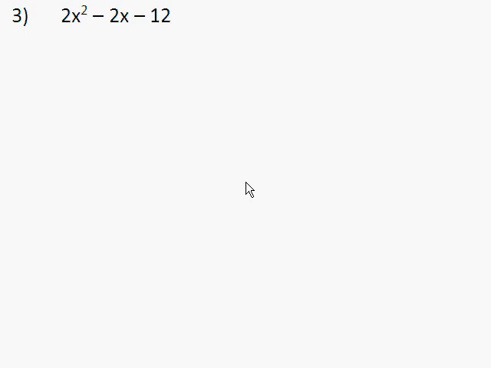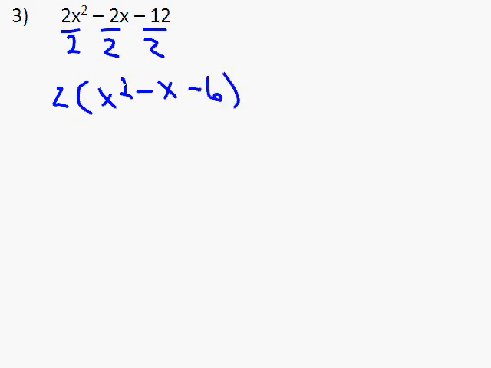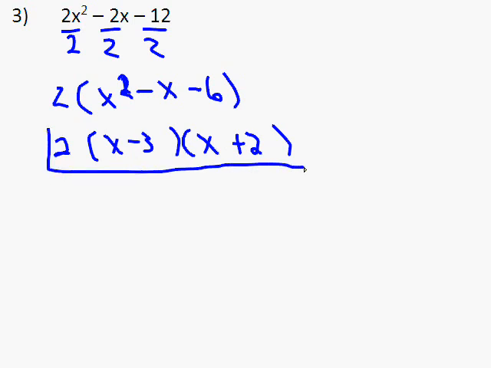For this example, you would have noticed that they all had a common factor of 2. So you can factor the 2 out of every single term. That gives me 2 times x squared minus x minus 6. Now the factors of negative 6 that add to negative 1 are negative 3 and positive 2. So this will be your final answer.